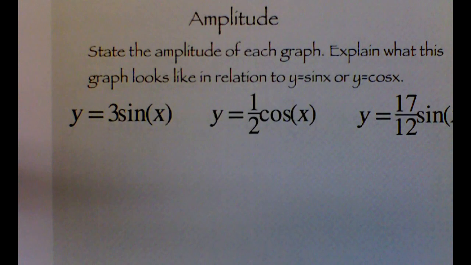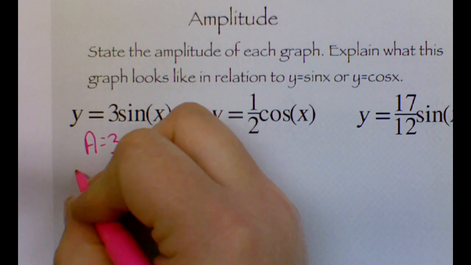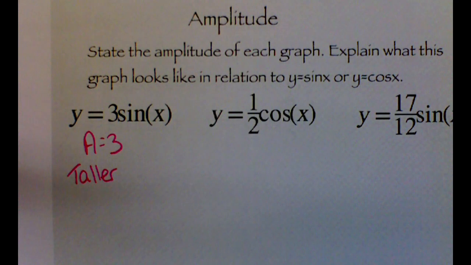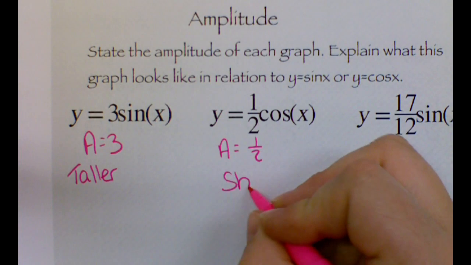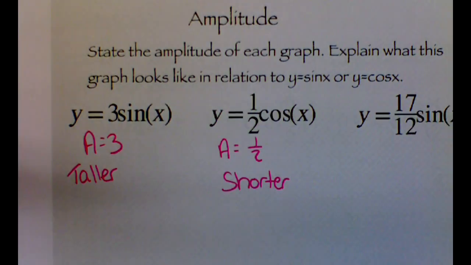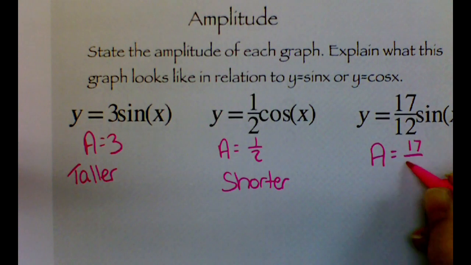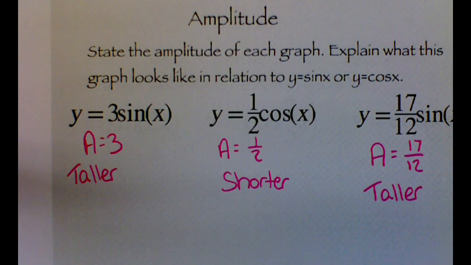We're just going to state the amplitude of each graph and what that means in comparison to regular sine or cosine. The amplitude of the first one is 3. That means that this is taller. It goes higher and lower than regular sine of x. Cosine, the amplitude here is 1/2. This one is shorter. The maximums are only 1/2, the minimums are only -1/2. And y equals 17 over 12 sine of x. The amplitude is 17 over 12. This one is actually taller than regular sine because 17 over 12 is bigger than 1.